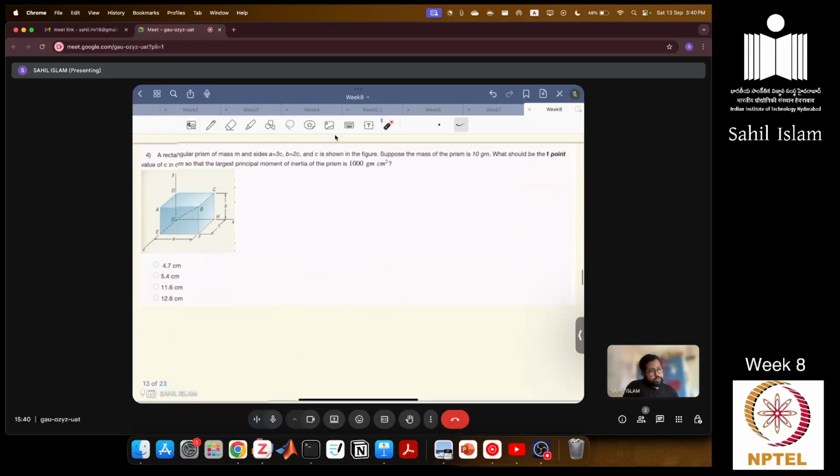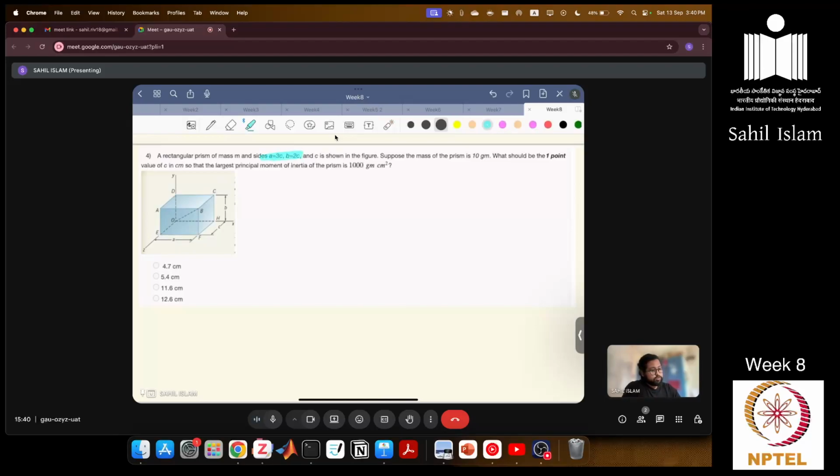Okay, so the next question is a rectangular prism of mass m, with sides a equals 3c, b equals 2c, and c. So there are three sides: this is a, this is b, this is c. So like this, along the x-axis it is a, along the y-axis it is b, and along the z-axis it is c. Okay.